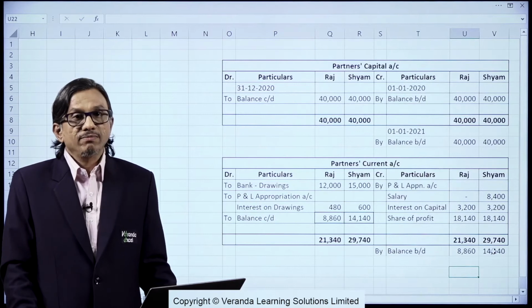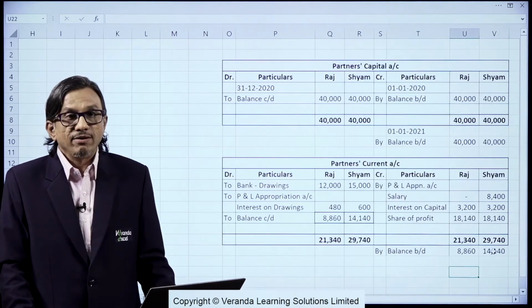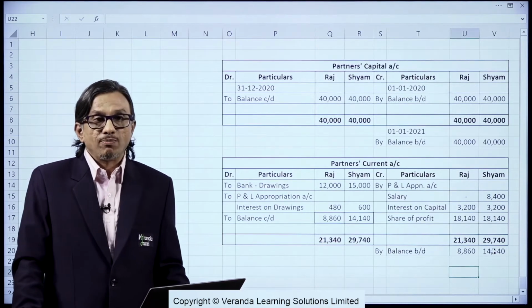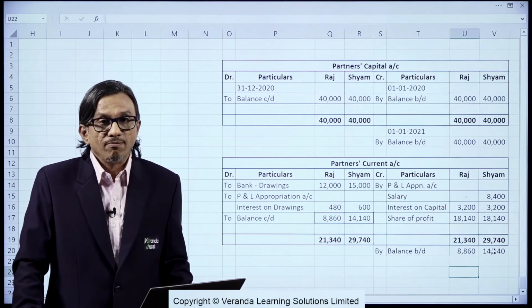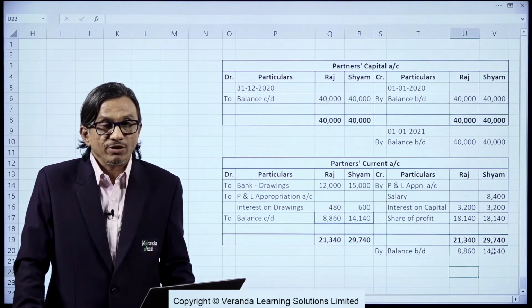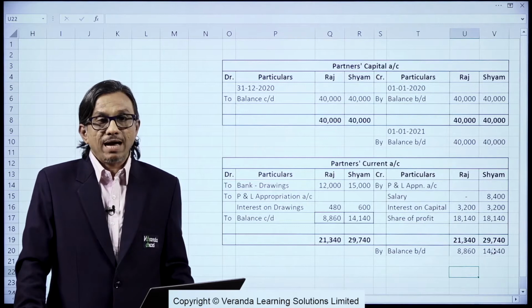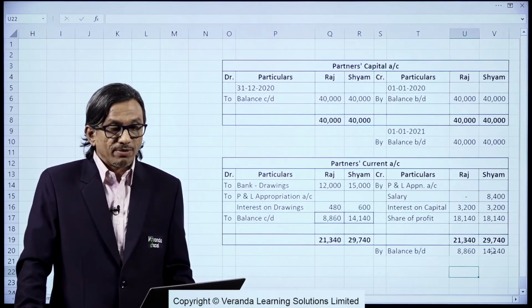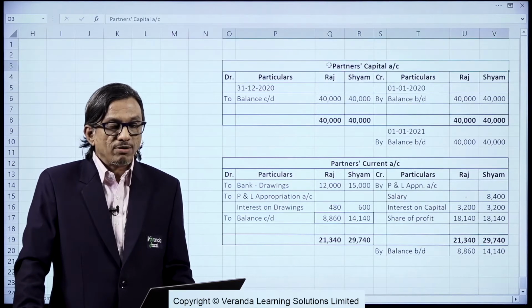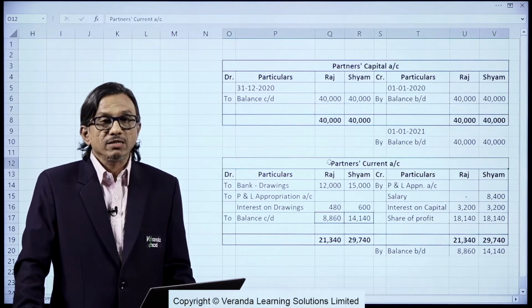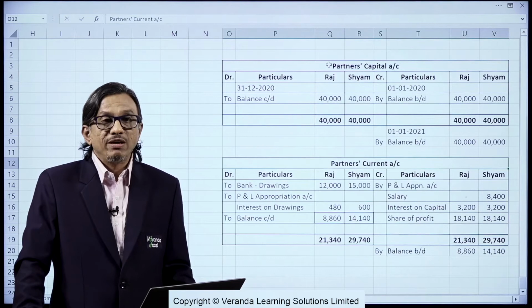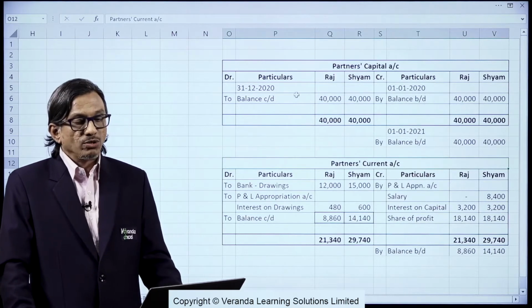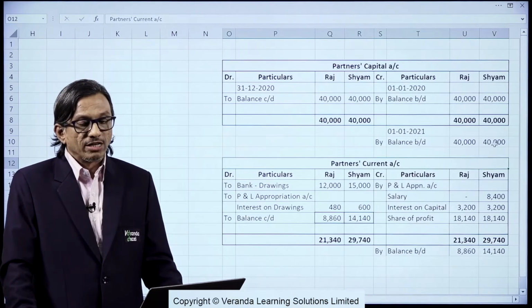interest on capital and interest on drawings. And finally, we determine what is the divisible profit, which is transferred to the partners' capital in their profit sharing proportion, that is equal. And we have also prepared the capital account of the partners based on the fixed capital method. So we have to prepare 2 accounts, partners' capital and partners' current account. Capital account being fixed, no change. Opening and closing are the same number, which will be opening for next year also.